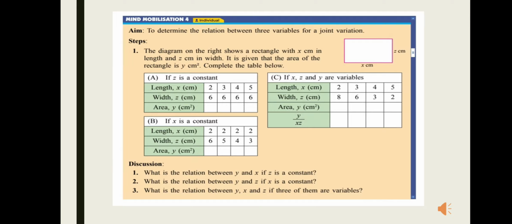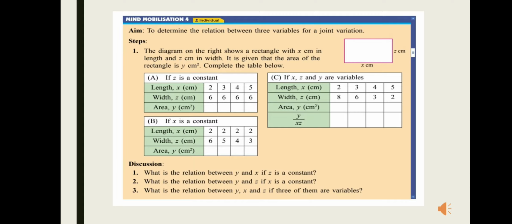Let's do this activity. In this activity, we would like to determine the relation between three variables for a joint variation. The diagram on the right shows a rectangle with x centimeter in length and z centimeter in width. It is given that the area of the rectangle is y centimeter square. Complete the table below.